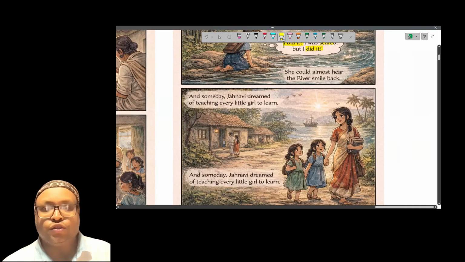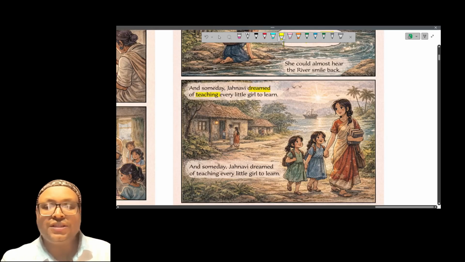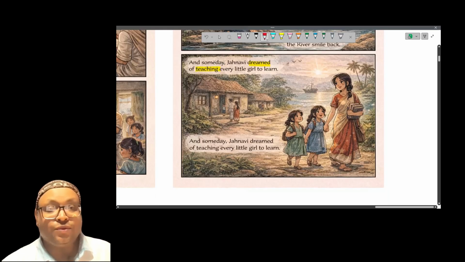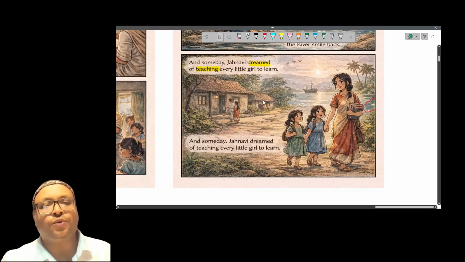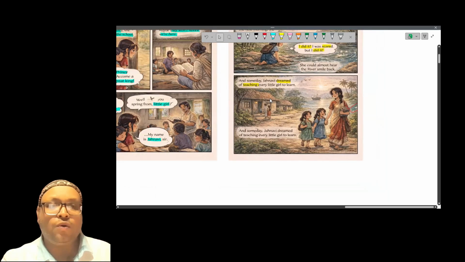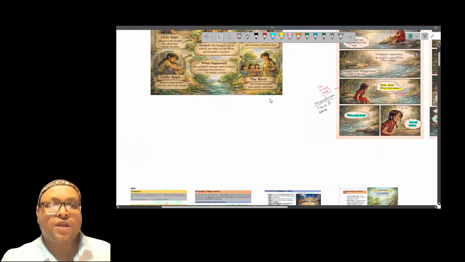Jahnavi also had a dream. What dream? She would become a teacher someday. And do you know, this is a futuristic image that you're seeing on the screen. Perhaps one day our Jahnavi would become a teacher as she was allowed to go to school. So this was just in the comic form. I brought this particular story to give you the basic idea. Now we shall go into the story in detail.